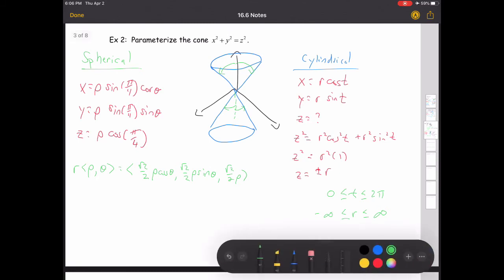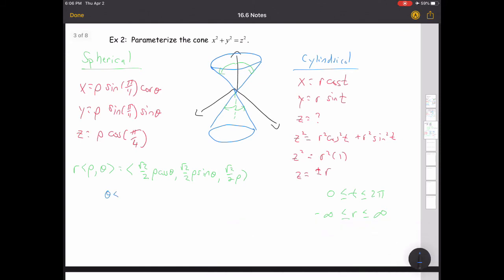And then I'm going to go back and write the domain for the spherical, because I left that part off. So the spherical domain, theta, was in between 0 and 2 pi. And then rho, once again, we had to let go to infinity. And in order to get the bottom half of the cone, we'd also have to let rho go to negative infinity.